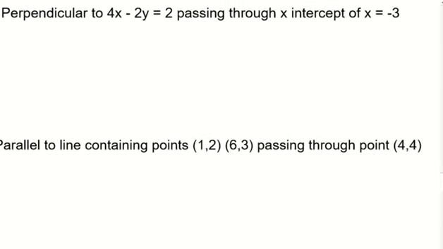Alright, I'm going to move on to, I think it's the next page for y'all. I'm going to do these two, because these are maybe a little different. Okay, so we've got, we see perpendicular to 4x minus 2y equals 2. What is the slope of 4x minus 2y equals 2? I'm going to solve for y.